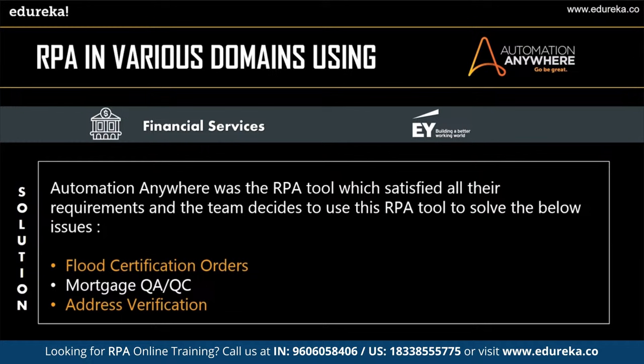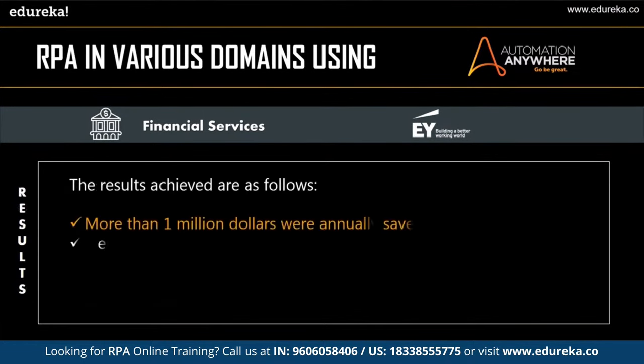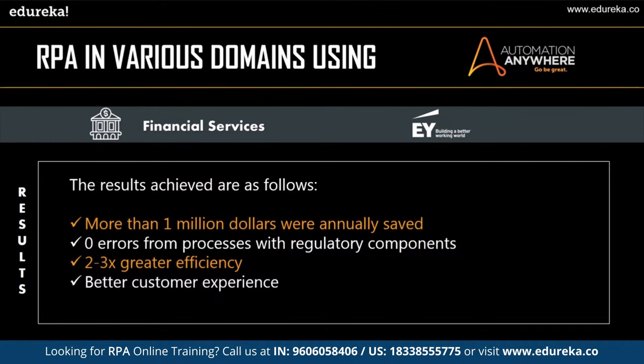With Automation Anywhere, the bots can compare the addresses without any manual intervention, and the address which is incorrect or does not have any match in the system would be automatically flagged and would be further handled by an exception processing system. So the results of EY using Automation Anywhere to overcome the challenges are as you can see on my screen. More than $1 million were saved annually and there were zero errors from processes with regulatory components. It was also observed that the efficiency increased by 2 to 3 times and the customer experience was now better. So that's how, guys, RPA is used in the financial services industry.